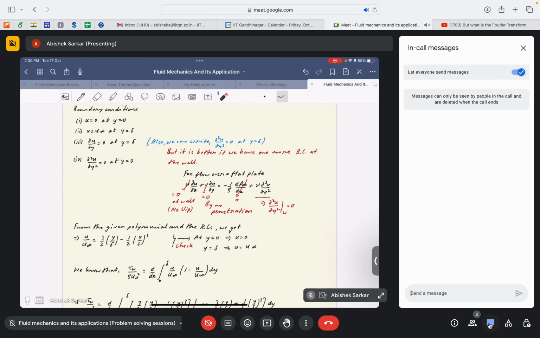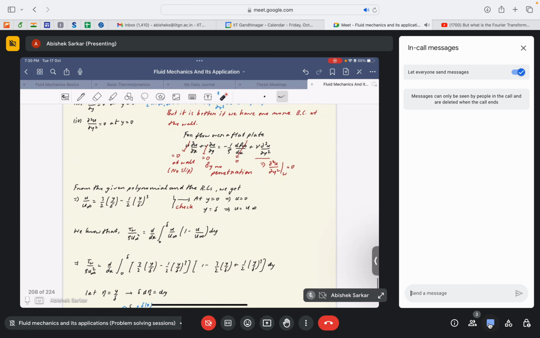So what we do now, to get the shear stress distribution and consequently the drag force, is substitute this form of velocity profile in this equation. Okay, so kindly wait.